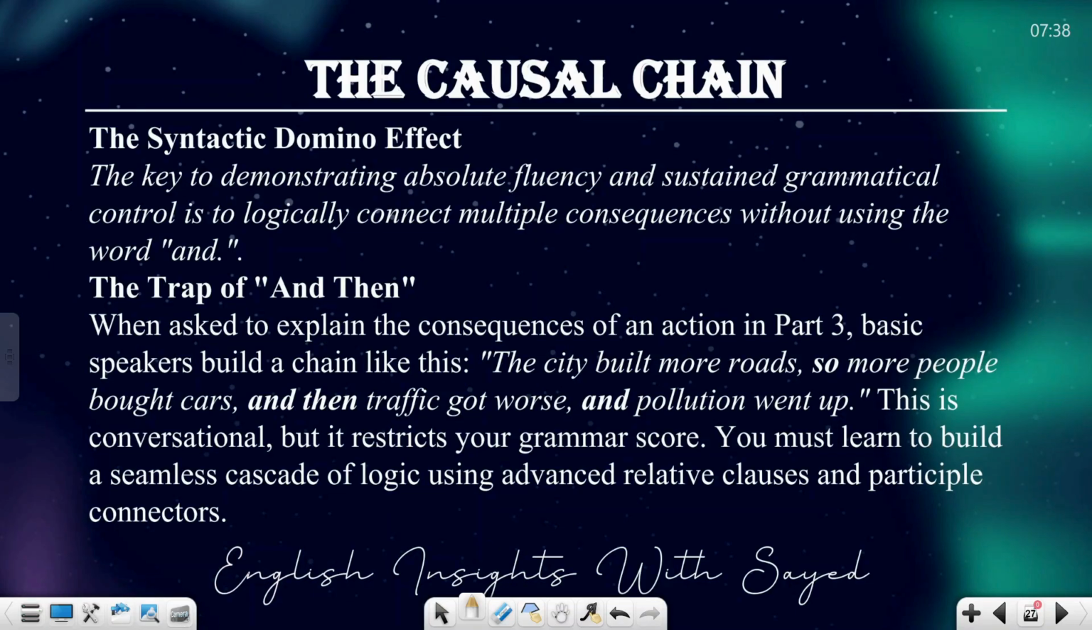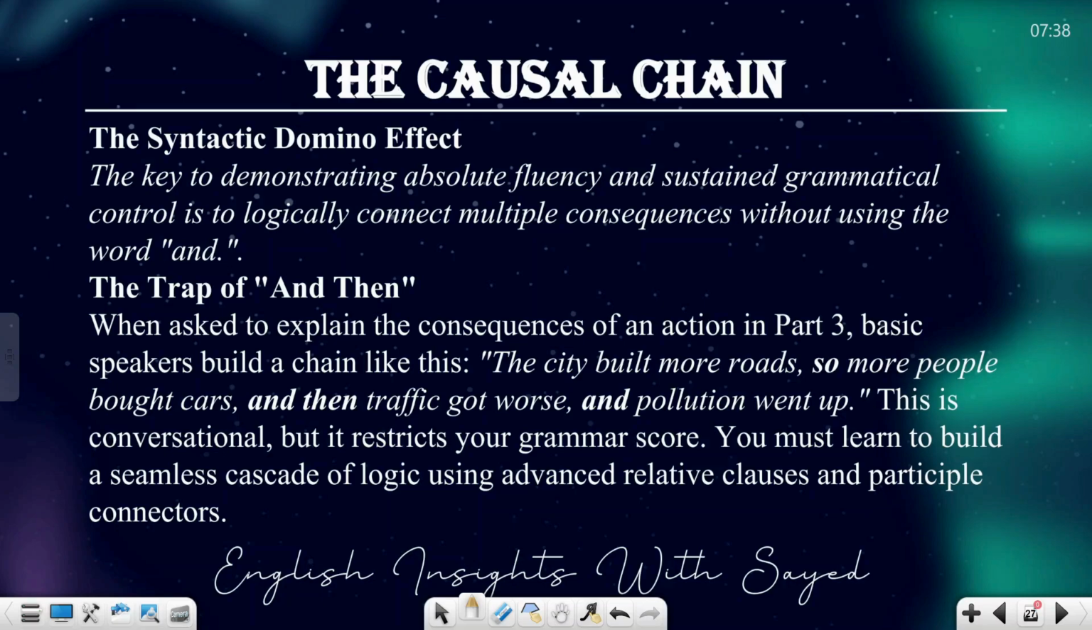The syntactic domino effect. The key to demonstrating absolute fluency and sustained grammatical control is to logically connect multiple consequences without using the word "and". The trap of "and then".